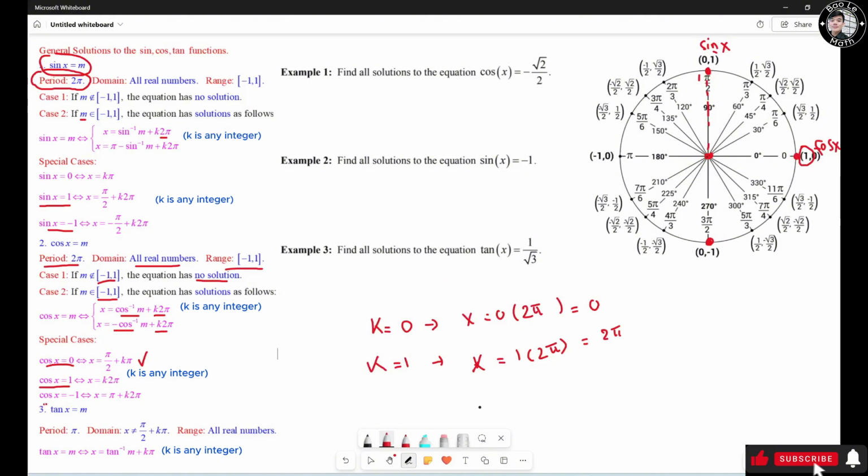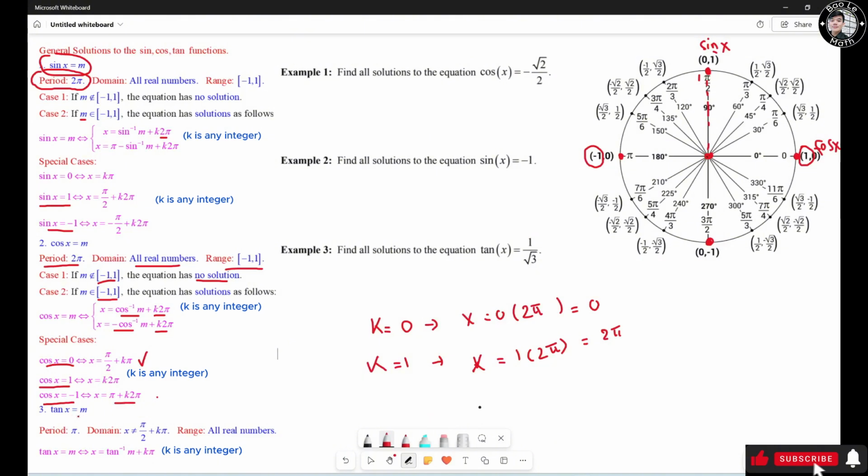Now, next one, cosine s equals -1. It's going to be right here: the value of -1 occurs when s is pi. So you have s equals pi plus k 2 pi.